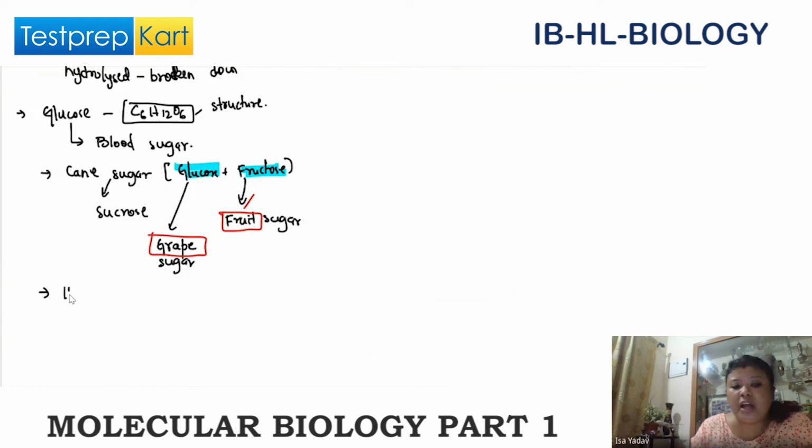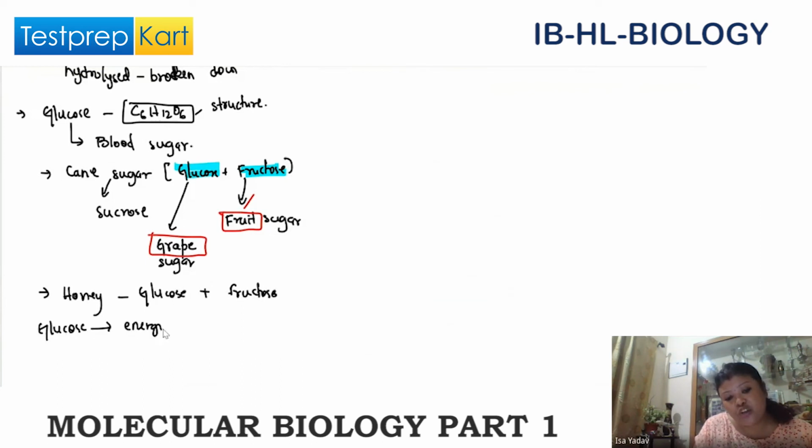We find glucose and fructose in honey. Monosaccharides cannot be further hydrolyzed. When you eat pasta, it is digested in your digestive system. The starch is broken down into glucose, and this glucose will be absorbed, which will give you energy. So it is from glucose that we get energy.